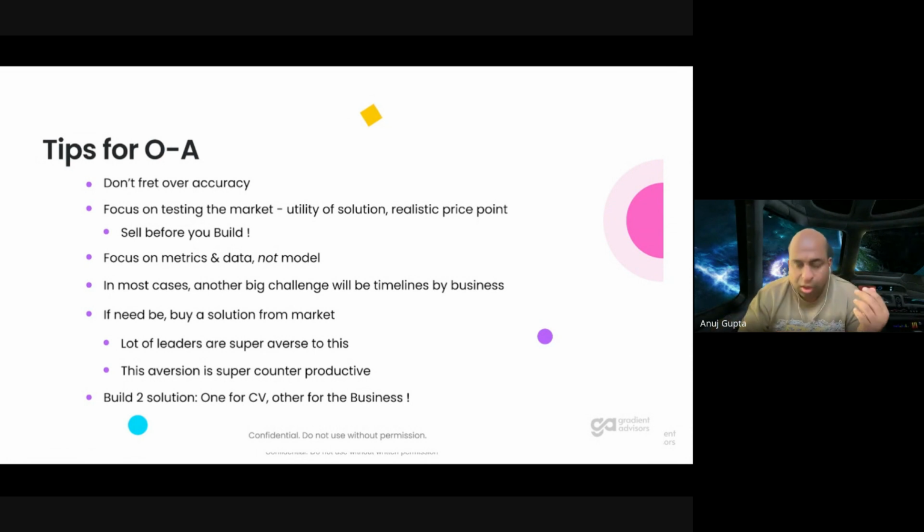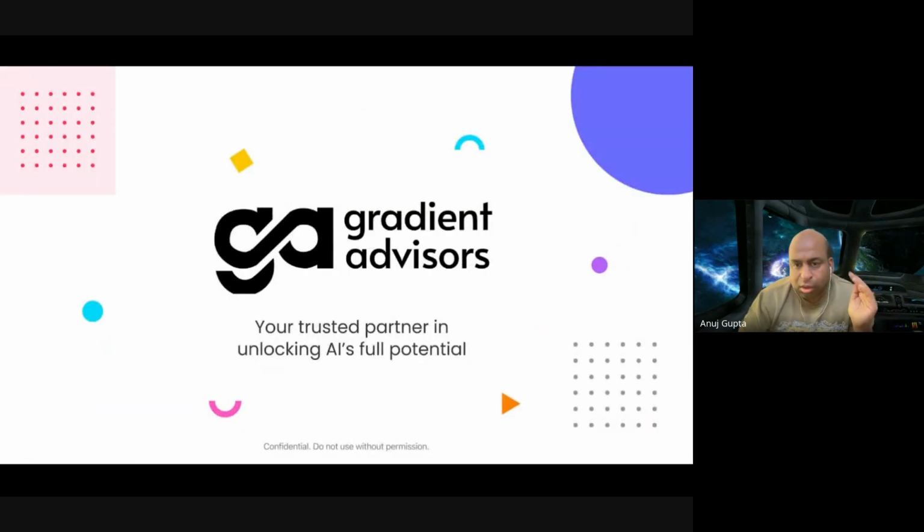part of the curve. I thought I'll quickly take a 5 minute break. One of the questions that I got a lot was, what exactly do I do? And I'm going to give you a quick glimpse. So today I run a company called Gradient Advisors. We work with startups and MNCs in helping them unlock AI.